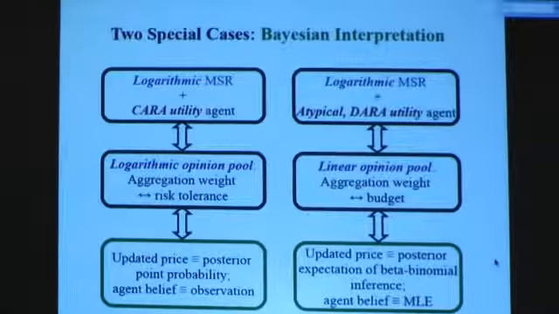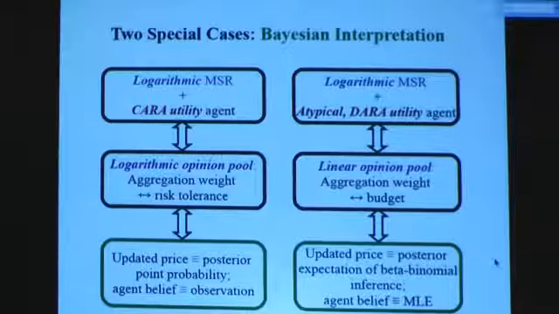We also highlight a couple of special cases, which are important in their own right. The logarithmic market scoring rule, which is by far the most studied and the most used member of the market scoring rule family, in conjunction with the constant absolute risk aversion utility function class, which has no budget constraints, induces a logarithmic opinion pool, or in other words, a renormalized weighted geometric mean of the agents' personal probabilities. And the same market scoring rule, in the presence of a budget-constrained utility function with decreasing absolute risk aversion, is equivalent to a linear opinion pool, or in other words, a weighted arithmetic mean of the agents' personal probabilities.